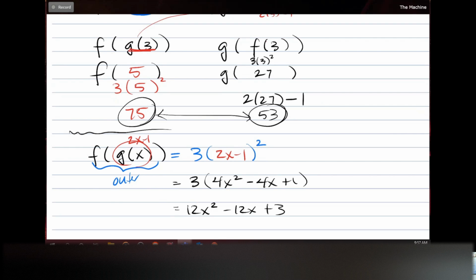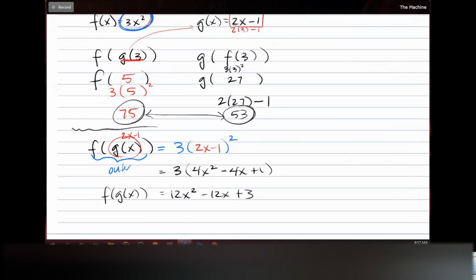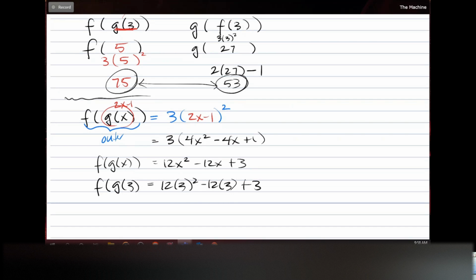I think that's right. This is f of g of x. So now let me try f of g of 3. 12 times 3 squared minus 12 times 3 plus 3. 9 times 12, what is that? 108, yeah, 108. 108 minus 36 plus 3.